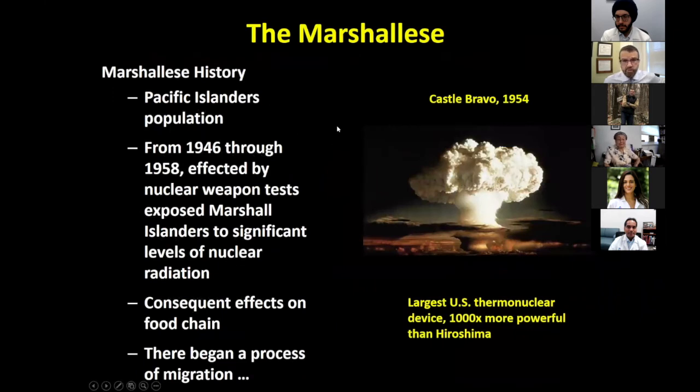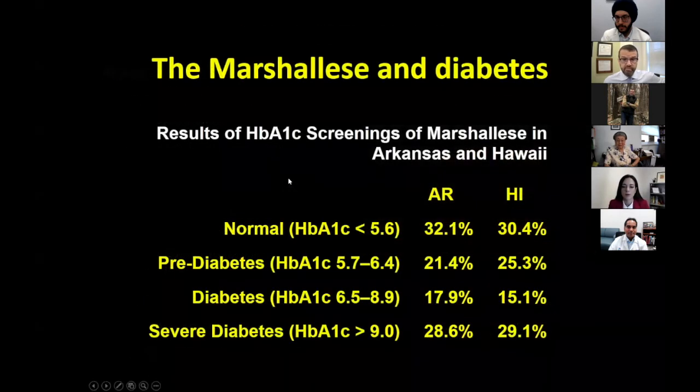They had very low rates of diabetes up until the 1950s. Their diet was very much a plant, fish-based diet. Unfortunately, during the 1950s, during weapons testing, there was an effect on their food chain, which meant that the amount of processed foods in their diets, within a short time frame, changed completely, and so did diabetes prevalence, unfortunately. And that led to migration, in particular within Northwest Arkansas.